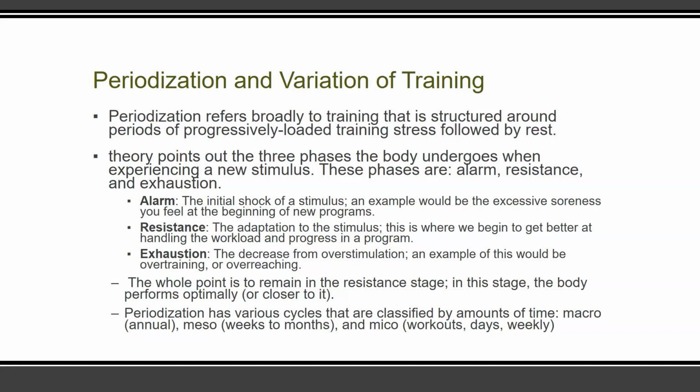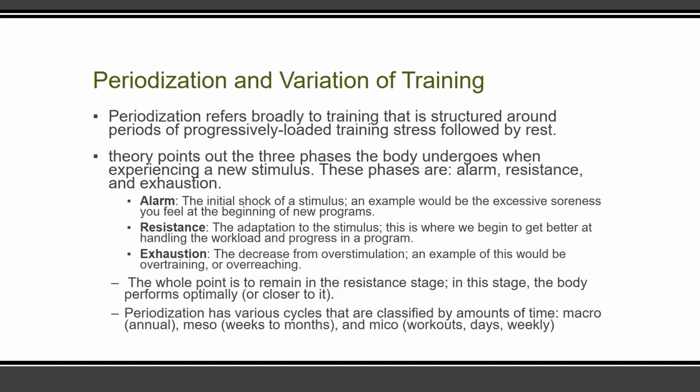Theory points out the three phases the body undergoes when experiencing a new stimulus. When you are putting them on a new weight program, the first phase is alarm, then resistance, and then exhaustion. For example, the alarm state is the initial shock of the stimulus. This is where we end up with a delayed onset of muscle soreness because maybe they're doing it for the first time. You are always going to get a bit of DOMS no matter how light you're doing this, because this is the alarm phase.